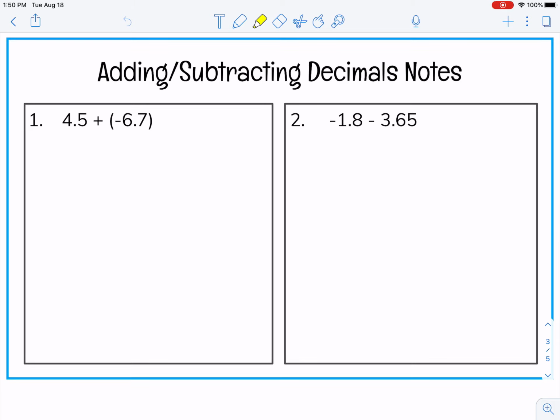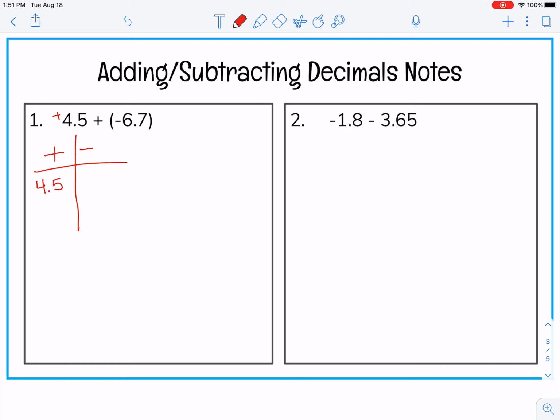So let's get started. We have two examples for adding and subtracting. Number 1, it says 4.5 plus negative 6.7. So first off, if I use the T-chart, I can label my numbers into this chart, and I know that the 4.5 is a positive number because it doesn't have a negative sign before it. So the 4.5 can go on the left side.